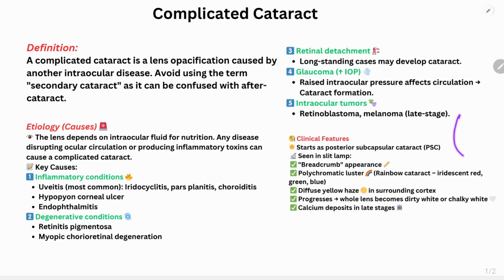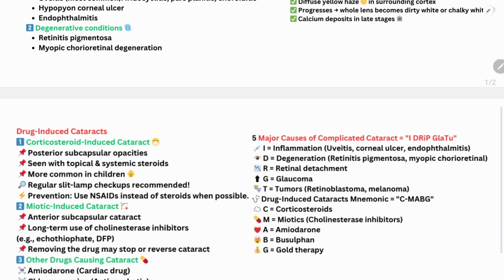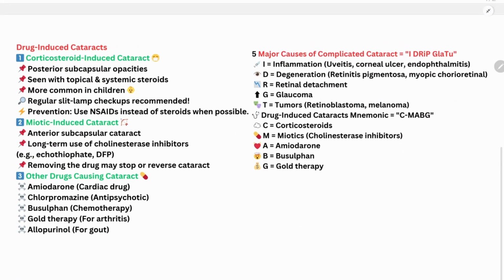So firstly there will be opacity in the posterior subcapsular region, in which on slit lamp we will see breadcrumb appearance, polychromatic lusters, and yellow haze. It progresses and involves the whole lens, and the last one is calcium deposits. As simple as that. Next one is drug induced cataract.